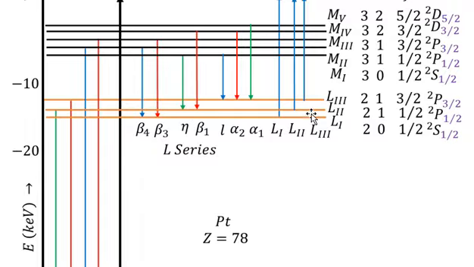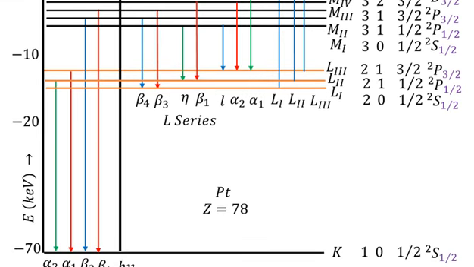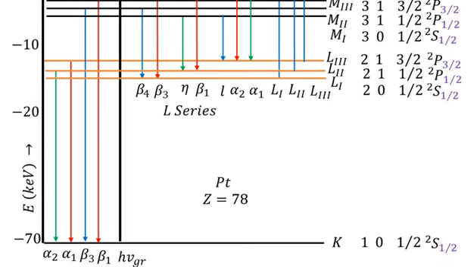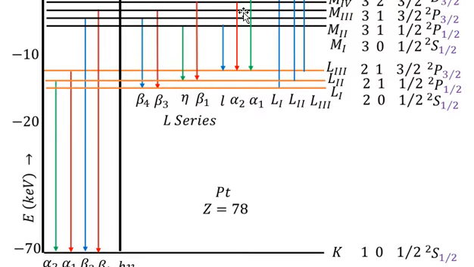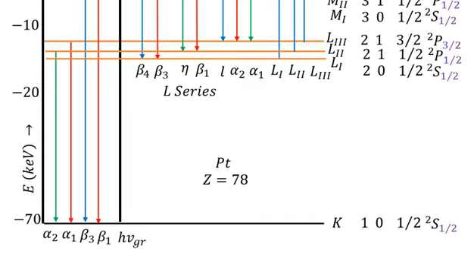Then the transition from the M2 level to the K base level will be represented. That transition is shown in blue and represented by beta 3. Similarly, the transition from M3 to the K level will be represented by beta 1.